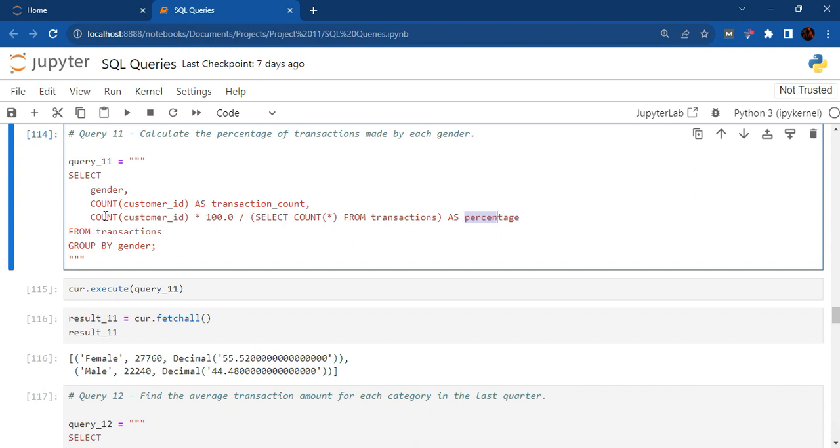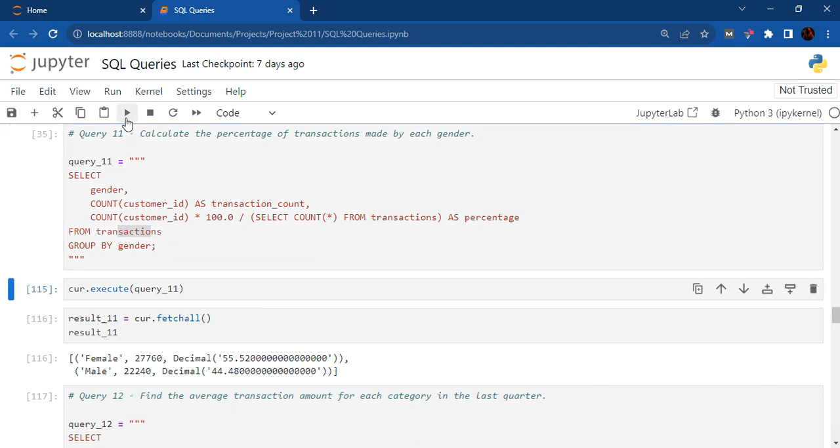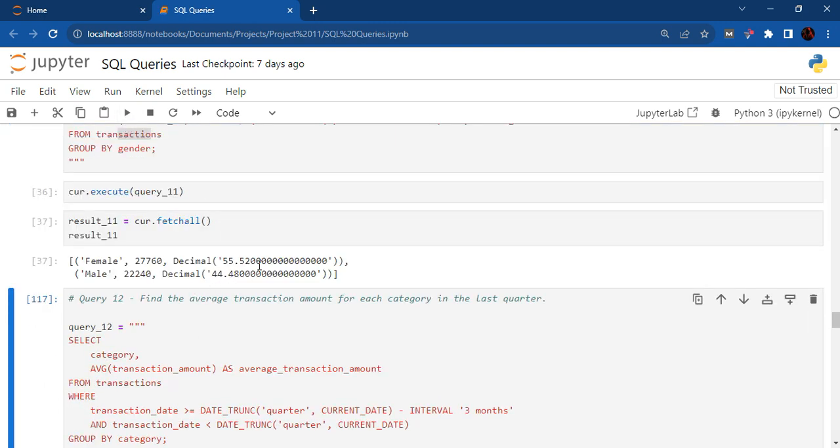Then we divide it by the count of the customer ID times what? 100. Now remember, the count of the customer ID is 50,000. So 50,000 times 100 divided by the count of the transaction from the transaction table. Then group by what? Gender. So let's run that. So this is the percentage for male and female. Remember, we group by gender.